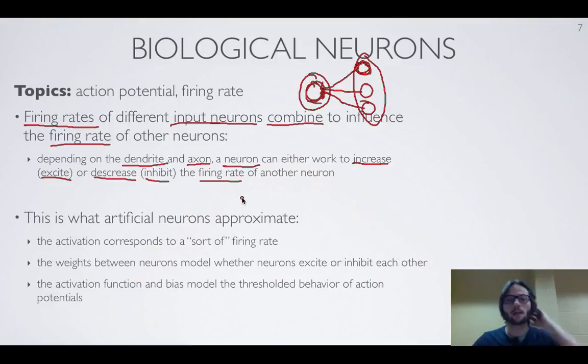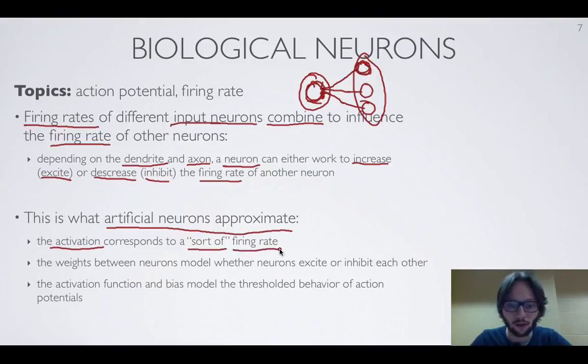Okay, so with all that being said, what's the relationship with our artificial neurons? They try to approximate this process of firing rates that play together to influence the firing rates of other neurons. So the output activation of a given neuron, after the activation function, we can think of as a sort of firing rate. If you have a sigmoid, it's a number between 0 and 1, so that's not necessarily the right range for a firing rate, but we should think of the activation as the equivalent of the firing rate of that neuron.